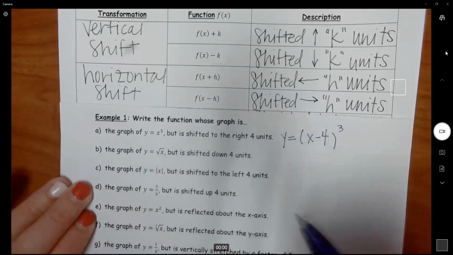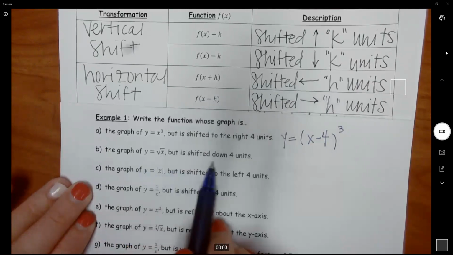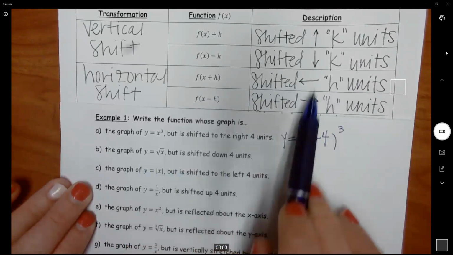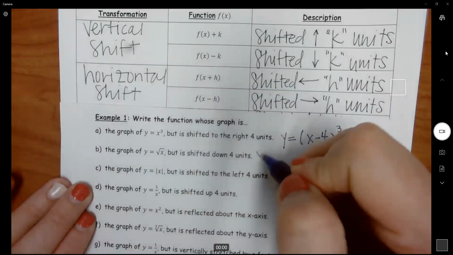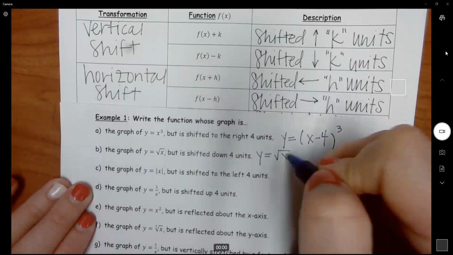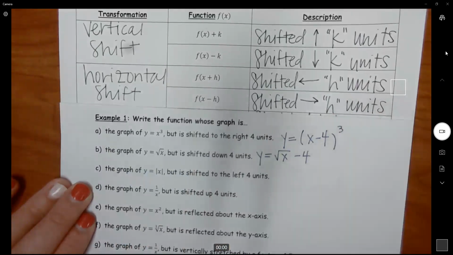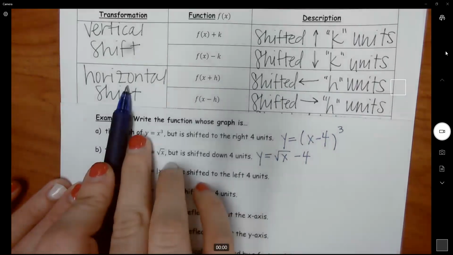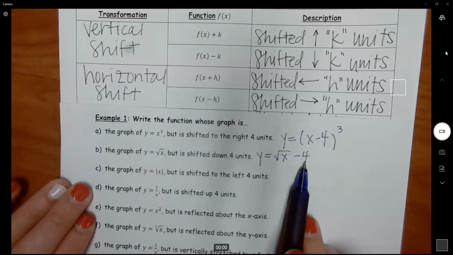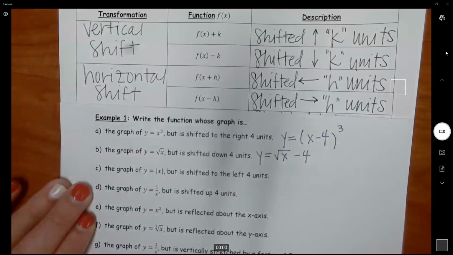We need a graph whose y equals the square root of x is shifted down 4. When it is shifted down, it goes at the end of your function. So this is y equals the square root of x minus 4. Inside the function for left and right, your horizontal. Outside the function for vertical, up and down.